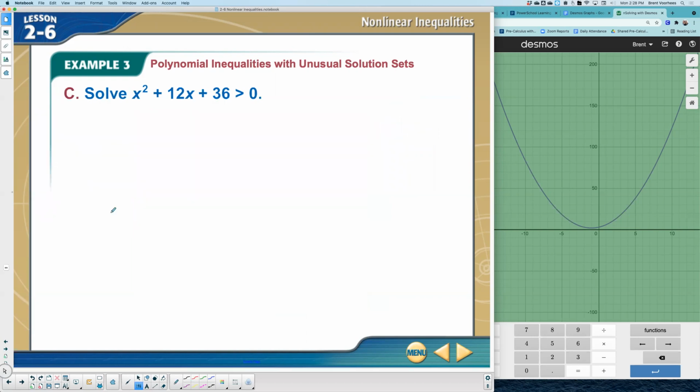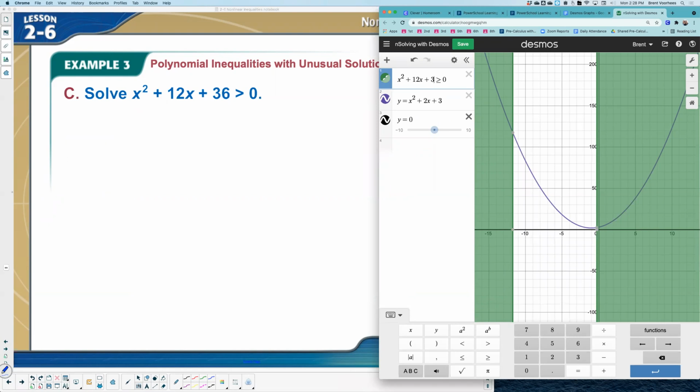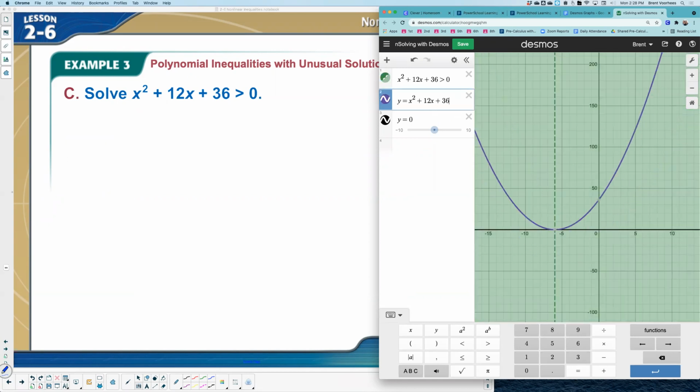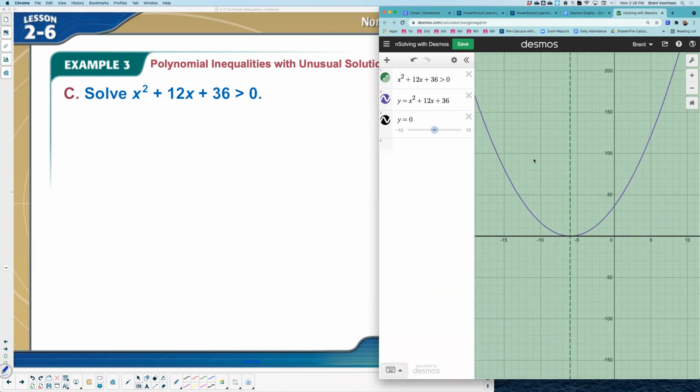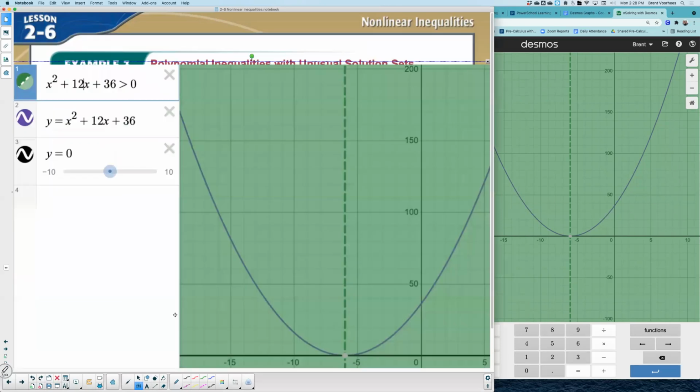Okay, let me go to this time. Do you want me to do graphing or algebra? All right, let's just do graphing again. So here we go, x squared plus 12x plus 36 is greater than 0. And so this time I want you to look at the graph. Notice my background is shaded all the way through, but the one thing that's weird is there's a dotted line in there. So that dotted line, does that mean it's part of the solution or not a part of the solution?